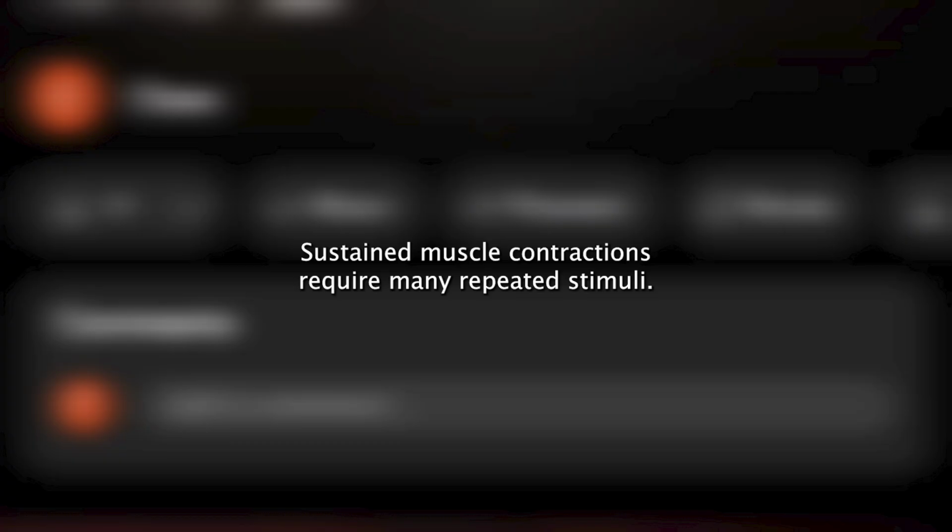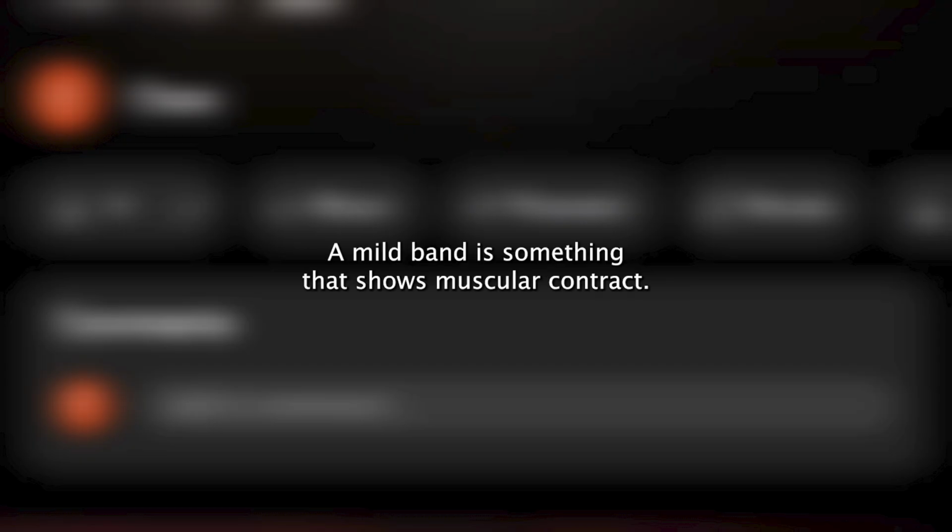Frequency of stimulation. A single neural stimulation produces a single contraction or twitch. It lasts 7 to 100 milliseconds. Sustained muscle contractions require many repeated stimuli. A myogram is a graph that shows tension development in muscle fibers. You've heard of an electrocardiogram. A myogram is something that shows muscular contractions.